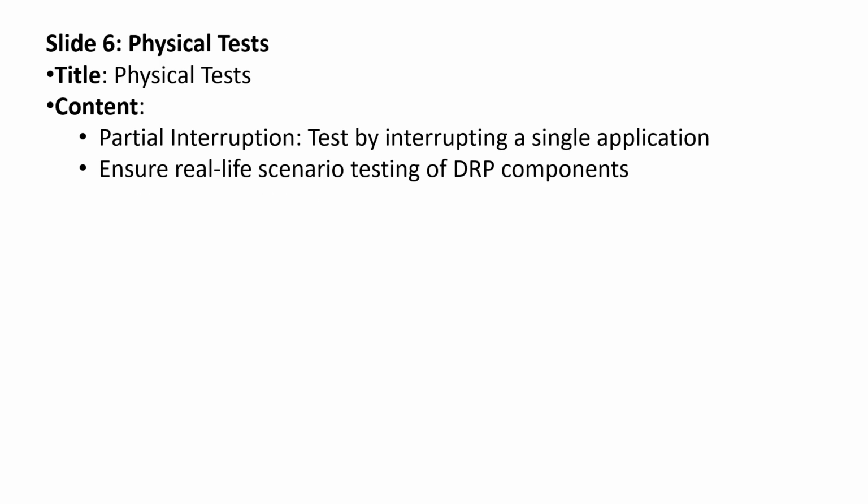Physical tests. Physical tests include partial interruption. This is done by testing with a single application closed. It ensures real-life scenario testing of DRP components.